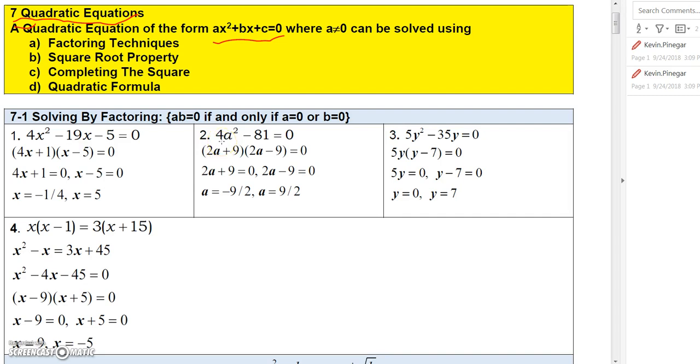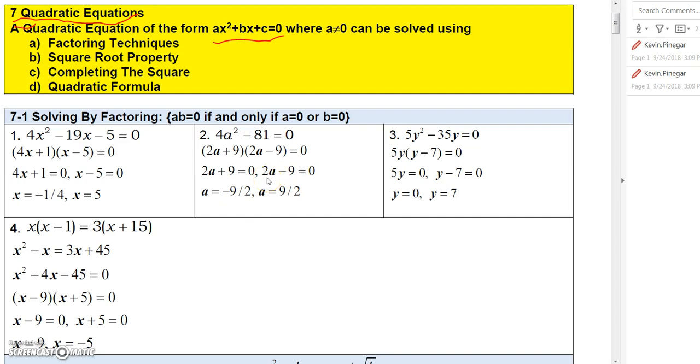On this next one here, we have 4a squared minus 81 equal to 0. And this actually factors as a difference of squares. So it factors into 2a plus 9 times 2a minus 9 equals 0. And then if you set 2a plus 9 equals 0 and solve it, you just subtract 9 from both sides, then divide both sides by 2, and you get a is negative 9/2.